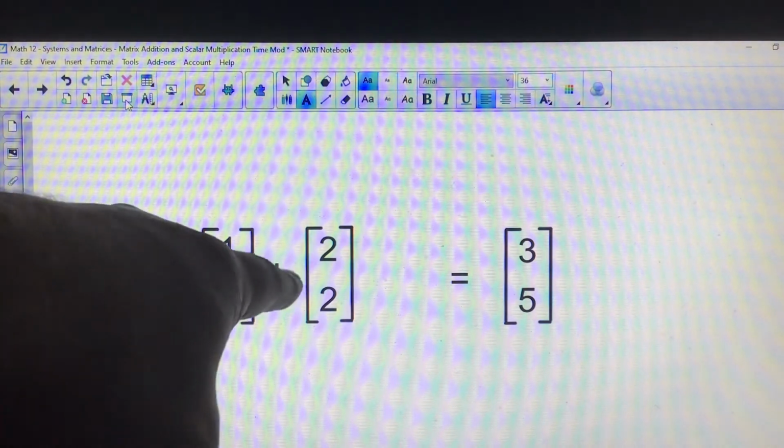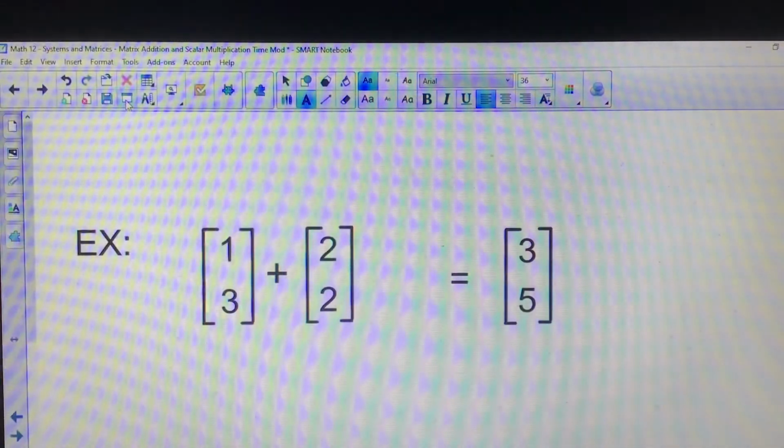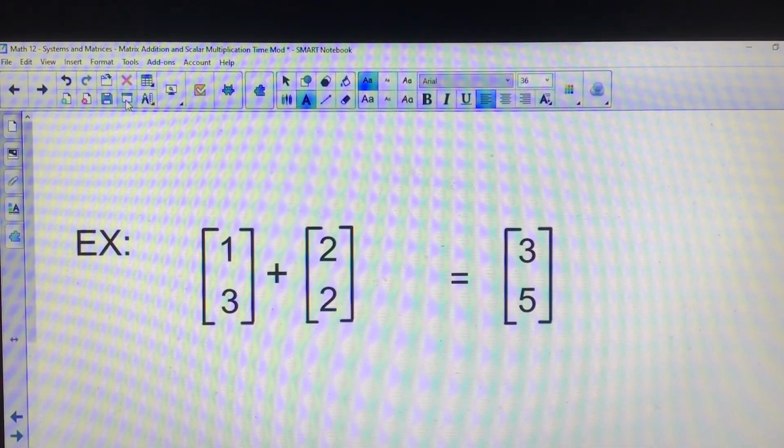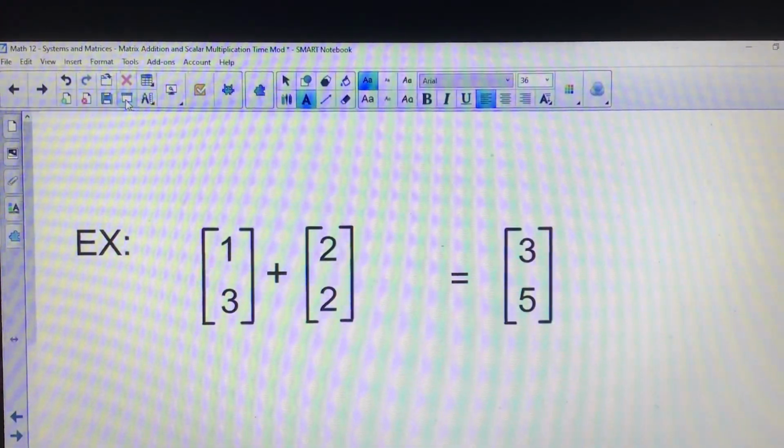If this were a minus sign, you could just do 1 minus 2 and get -1, and 3 minus 2 and get 1. So realize subtraction works the same way as addition. All right. But it's this easy. So I'll show 1 or 2 more examples, and then that'll be it.